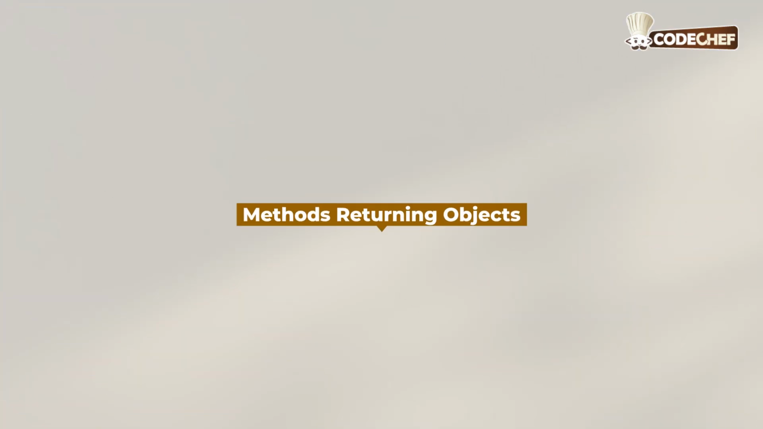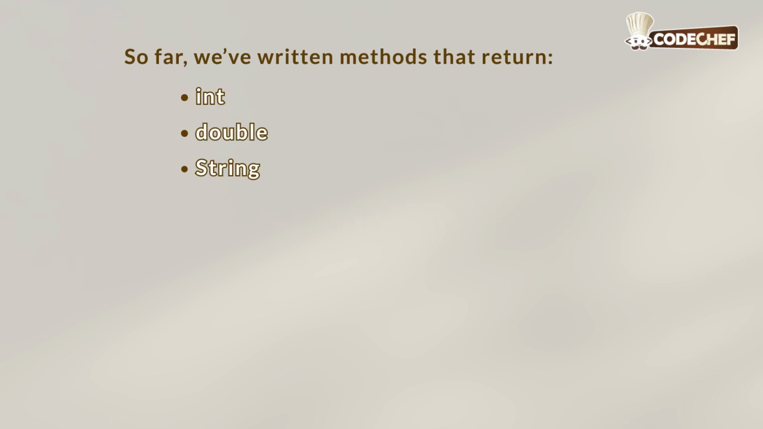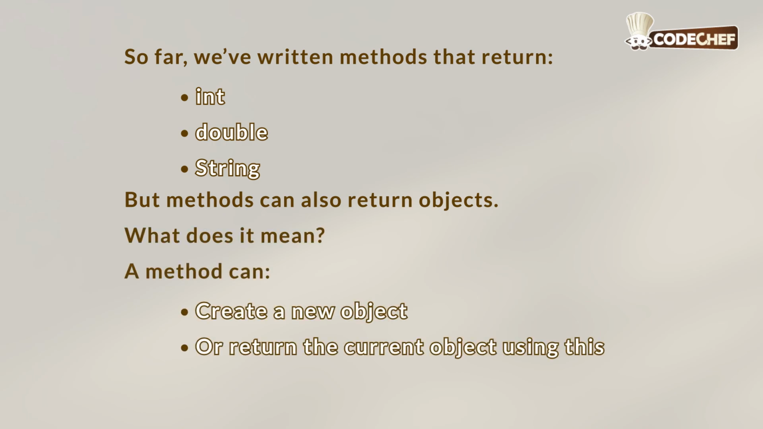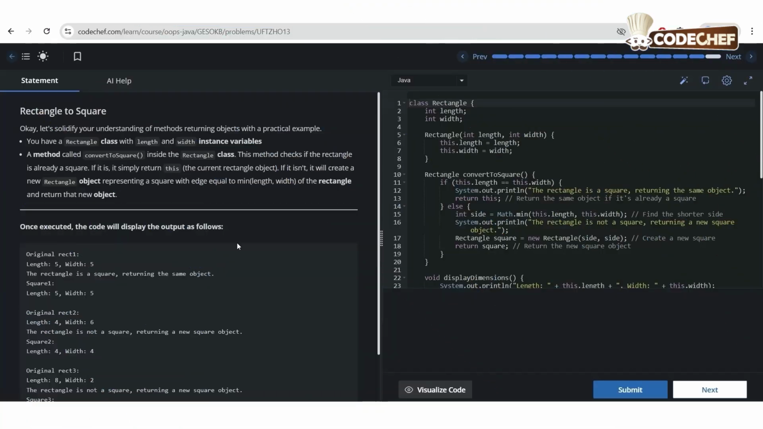Now let's talk about methods returning objects. So far we have written methods that return integer, double, and string, but methods can also return objects. What does this mean? A method can create a new object or return the current object using this. Alright, so let's look at an example to solidify our understanding of methods returning objects with practical examples.